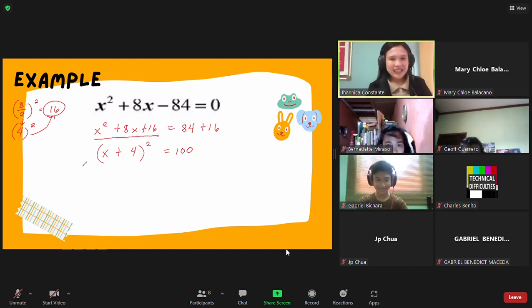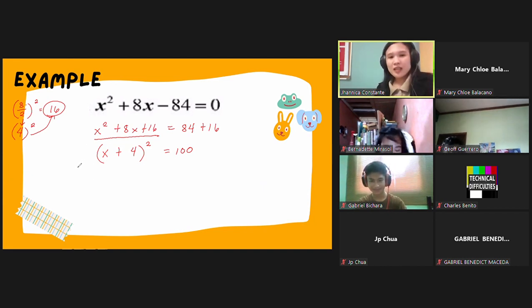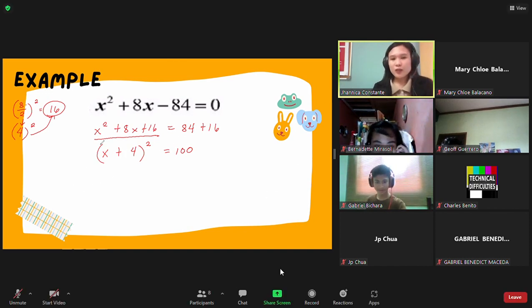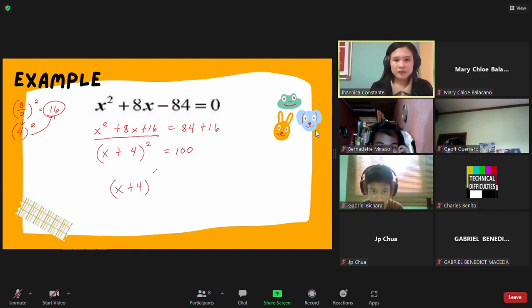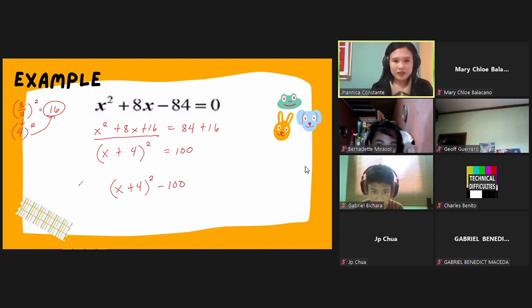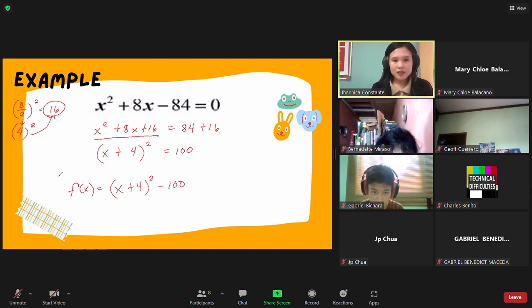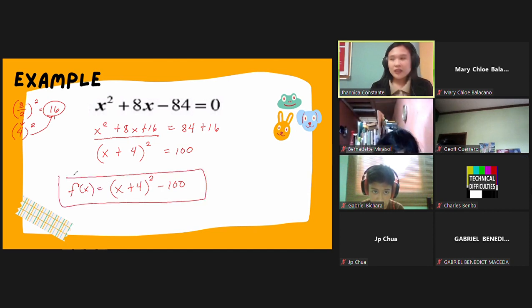Okay, after factoring your x squared plus 8x plus 16, transpose the 100 to the other side of the equation. So the vertex form of x squared plus 8x minus 84 is (x plus 4) squared minus 100. That is the vertex form of the equation x squared plus 8x minus 84.